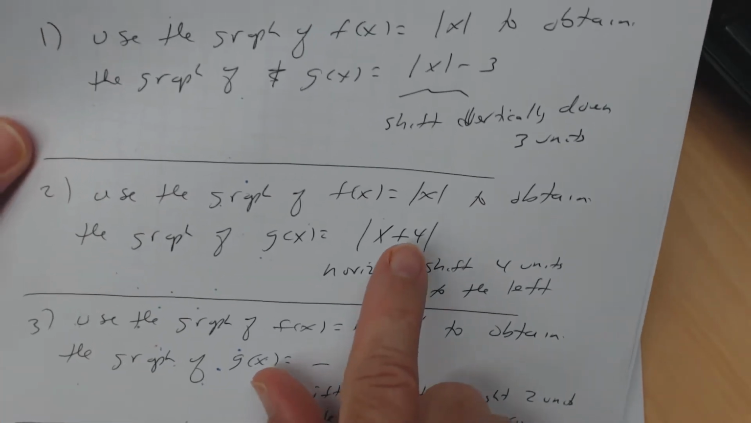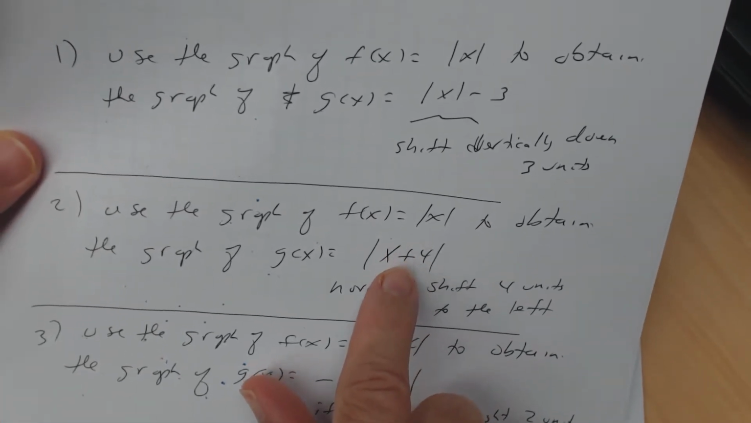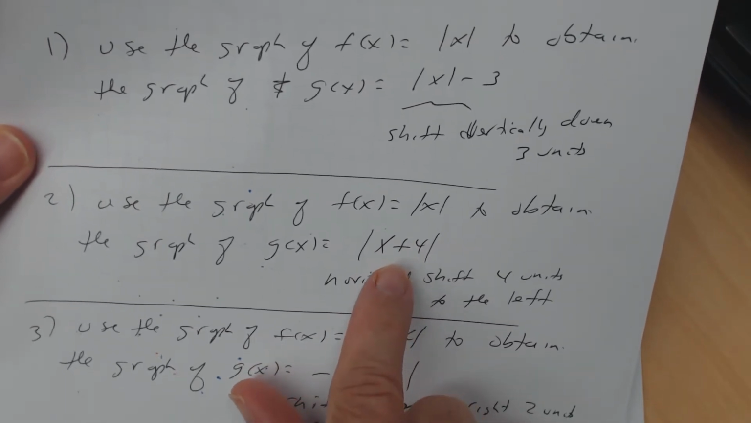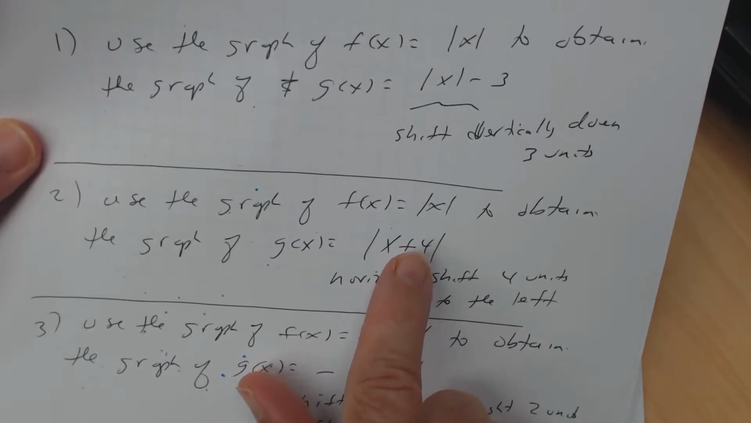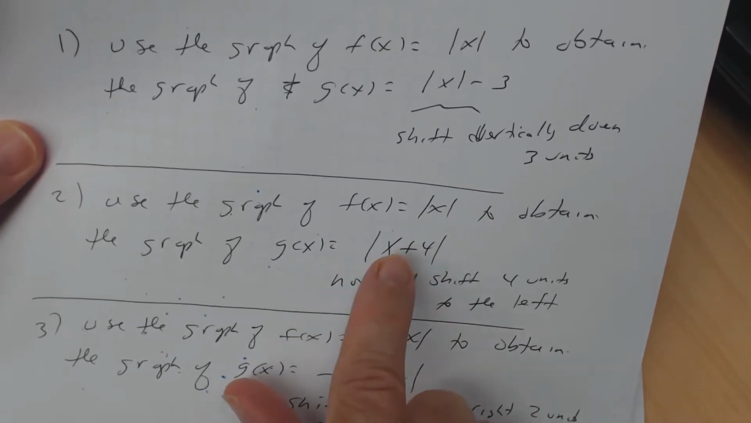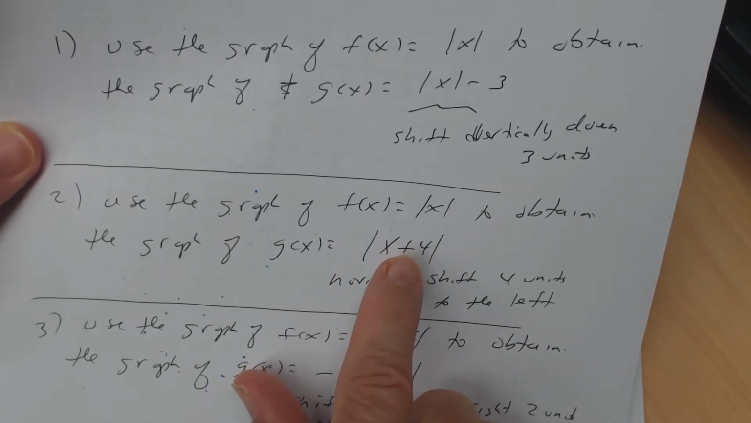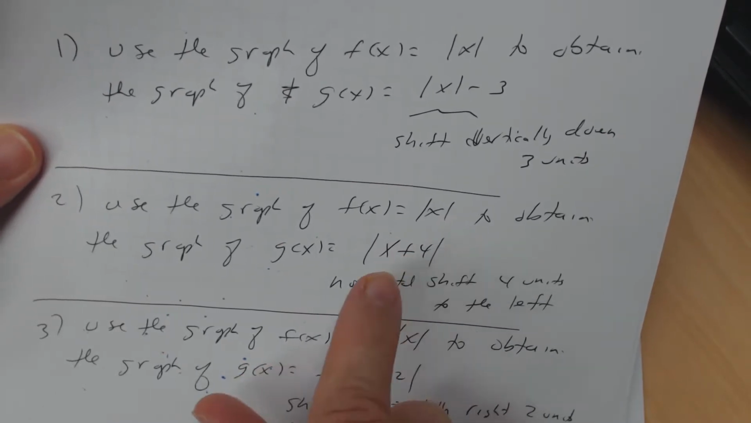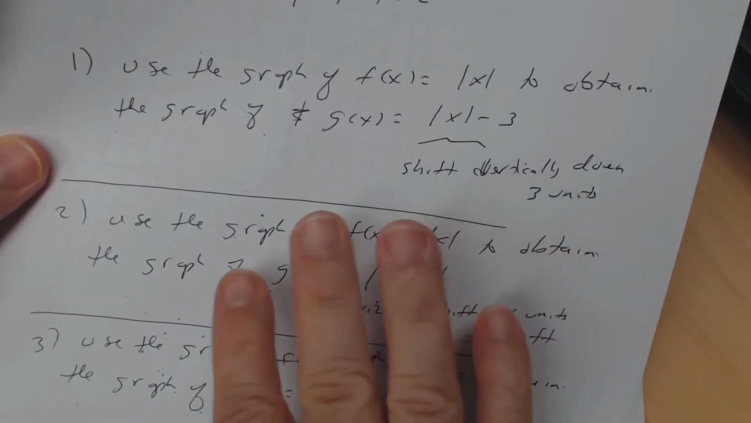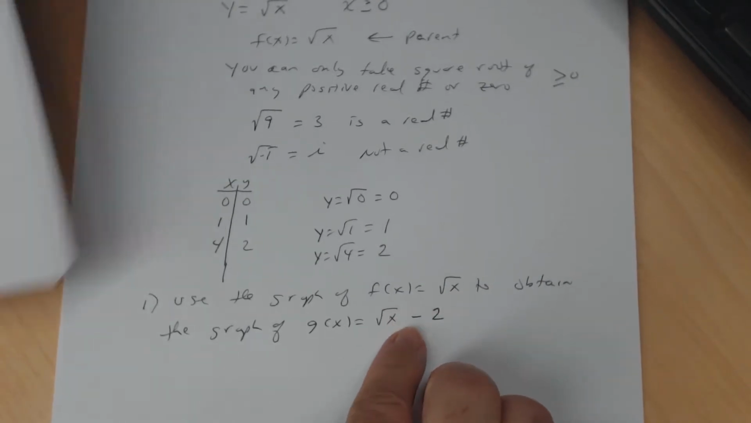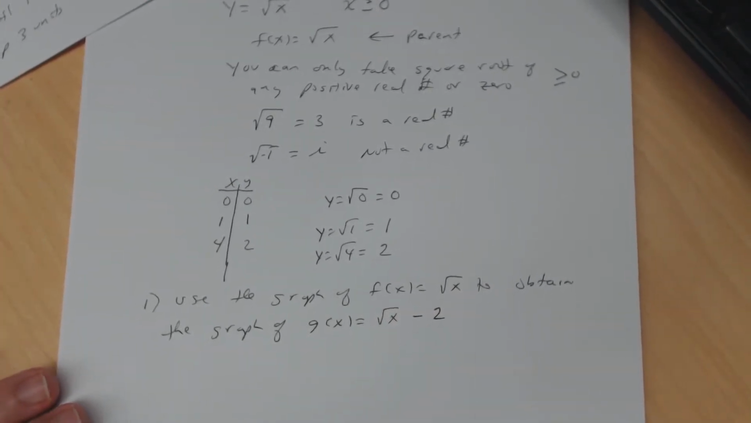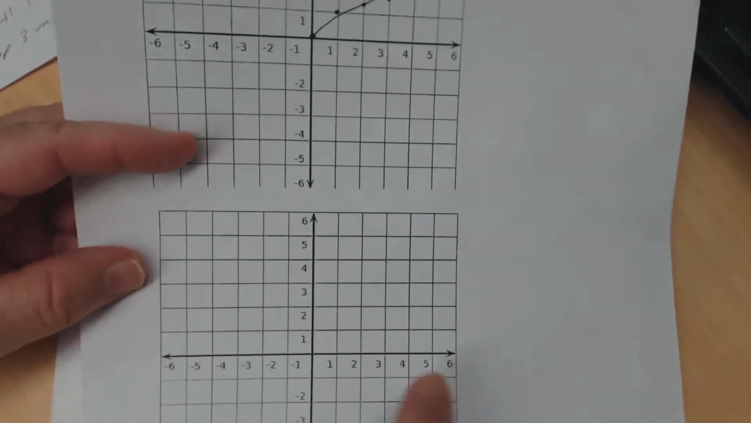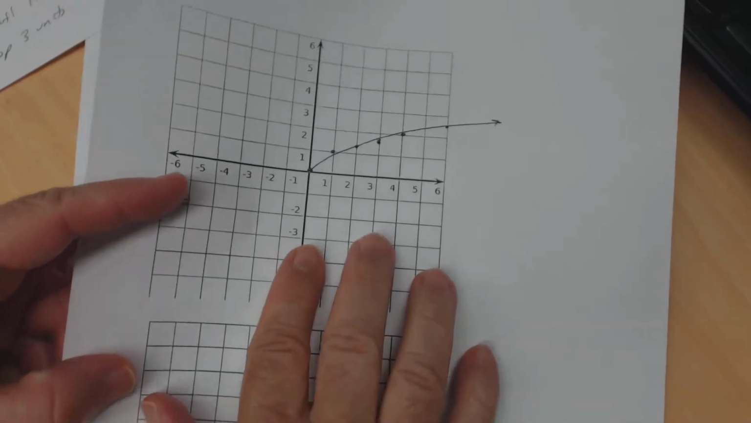Now keep in mind though that when you do a horizontal shift, remember it's counterintuitive. So even though this says x plus 4, you're actually going to shift it 4 units to the left. And for x minus 4, you would shift it 4 units to the right. Okay, so all these are prerequisites for what we're about to do. So when you graph this, let's go ahead and graph it on this one. Actually, let's do this one.